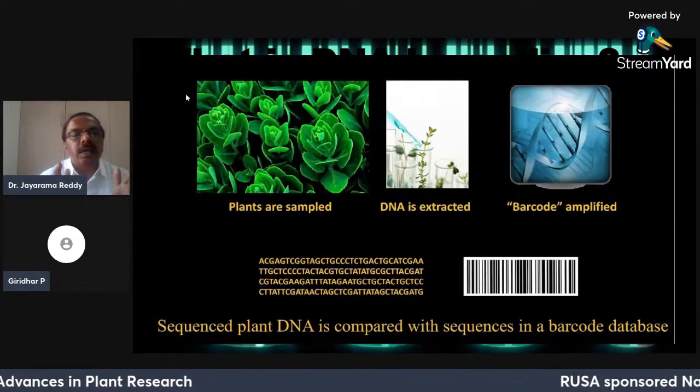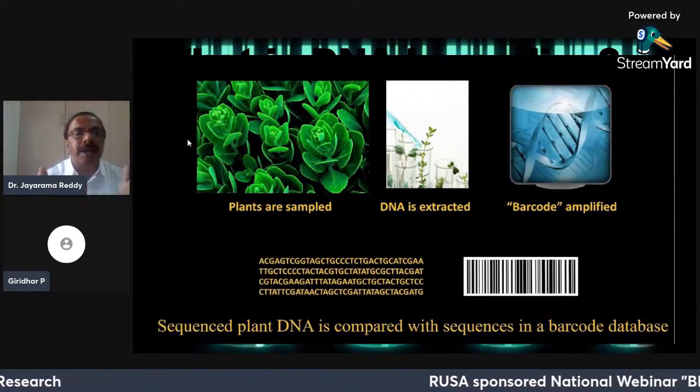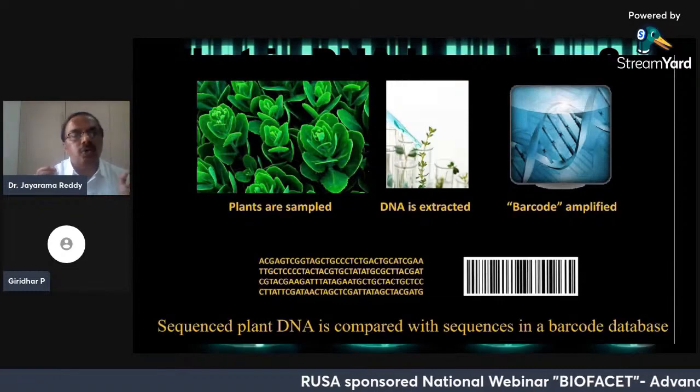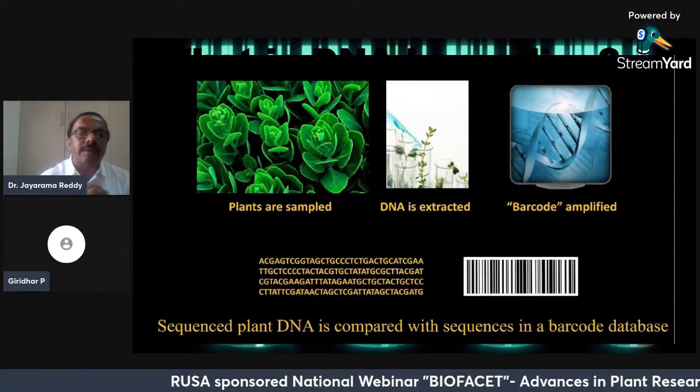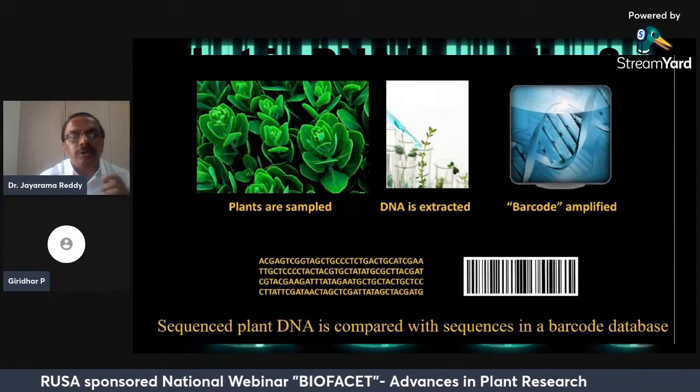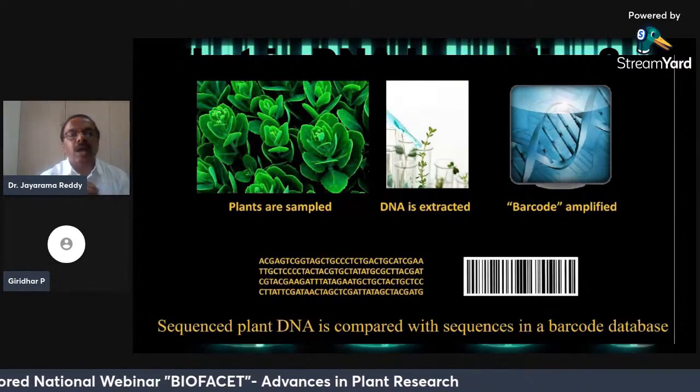So let us take the plant samples. You can take any plant sample. I told you already you require only about 2 grams of the plant sample. From there, what you do is extract the DNA. How do you extract the DNA?